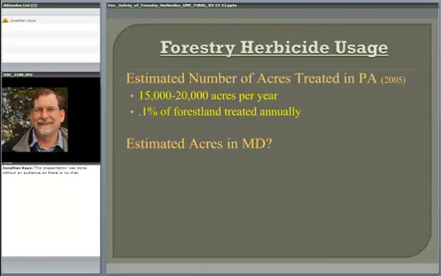So very minimal impact, and I think you have to compare that against the use for agriculture. And just as an example, if you look at a county like Carroll County, for example, I looked up some numbers.